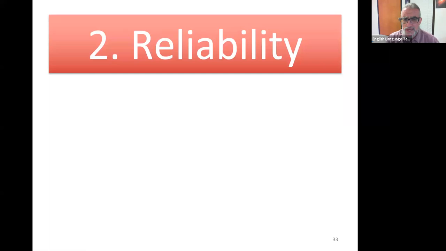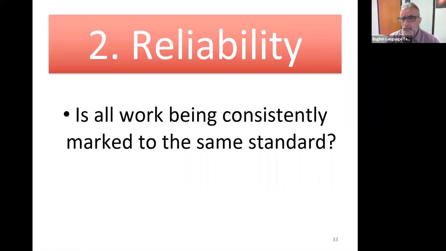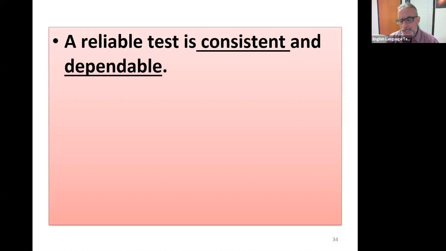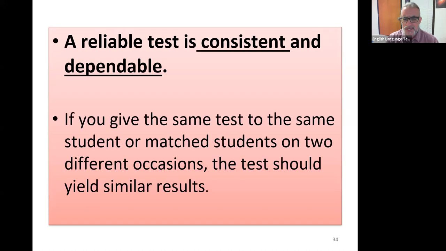Okay, moving ahead quickly, we're talking about reliability. Is all the work consistently marked to the same standard? That is the key issue with reliability, particularly when you're assessing the productive skills, speaking and writing. Is all the work being assessed at the same standard? So a reliable test is consistent or dependable. In the reading I gave you, they use the example that if you give the same test to the same student on different occasions, the scores should be similar.